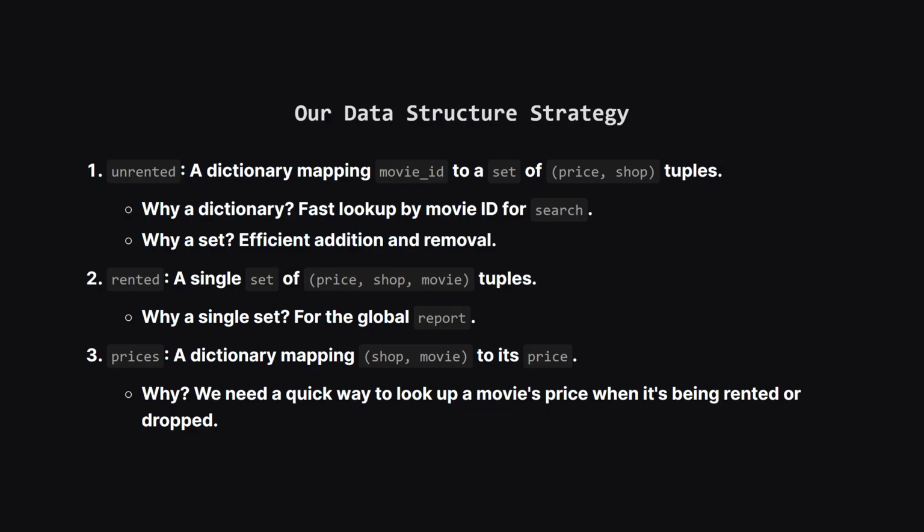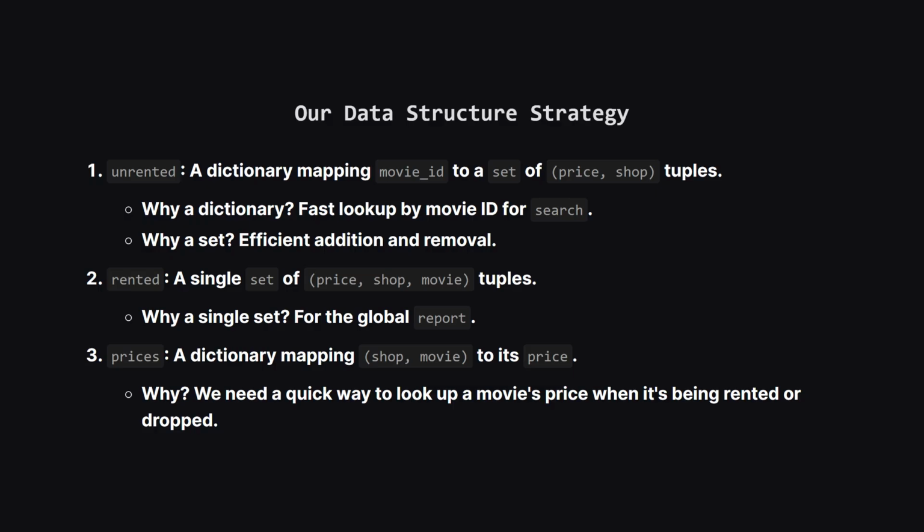First, a dictionary we can call unrented. The keys will be the movie IDs, and the values will be a set of tuples, where each tuple contains the price and the shop. This lets us instantly find all available copies of a movie. Second, a single set called rented. This will hold tuples for every single movie currently out on rent.